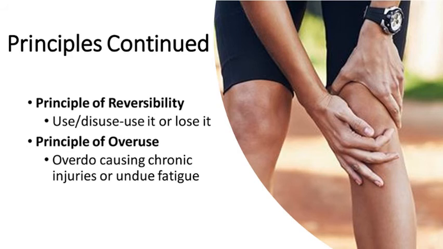Other principles include principle of reversibility, which means use, disuse, use it or lose it. So if you end up not working out for a long time, you might lose the strength that you built. Next is principle of overuse. So overdo, causing chronic injuries or undue fatigue. So if you work out too much, you could eventually hurt yourself.